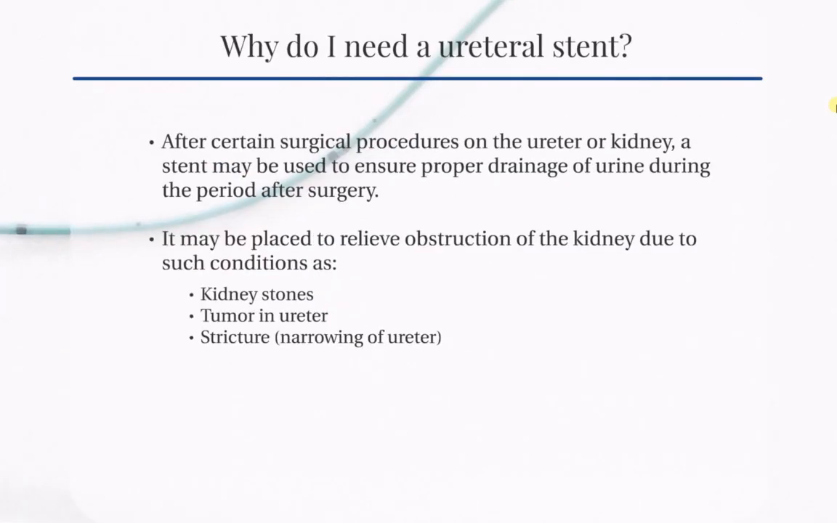Why do I need a ureteral stent? It can be placed after certain surgical procedures on the ureter or kidney to ensure proper drainage of urine from the kidney during the period after surgery. A ureteral stent can be placed to relieve obstruction of the kidney due to such conditions as kidney stones or tumors in the ureter or stricture, narrowing of the ureter.